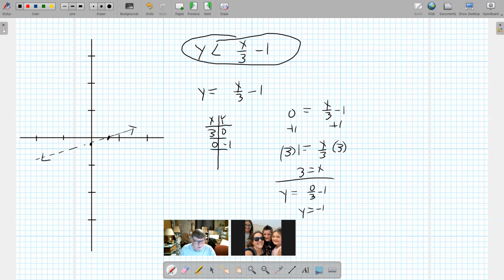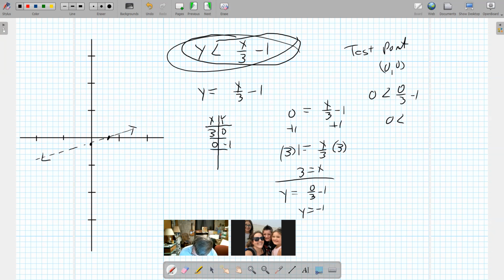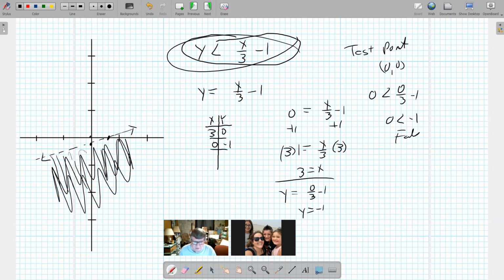And then I need to determine, is it above or below? Again, (0, 0) is a good test point. So test point (0, 0), we'll plug that in here. 0 less than 0 over 3 minus 1, 0 less than negative 1, that's false. So it's not here, it's over here. But it has a dotted line. Any questions about that example?